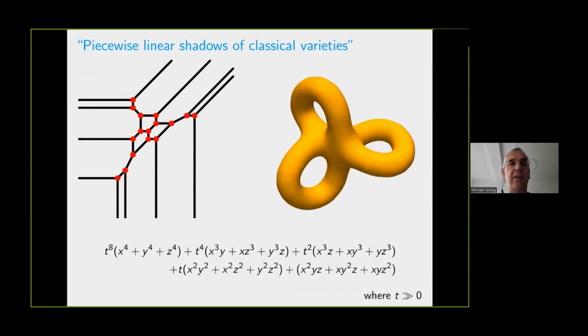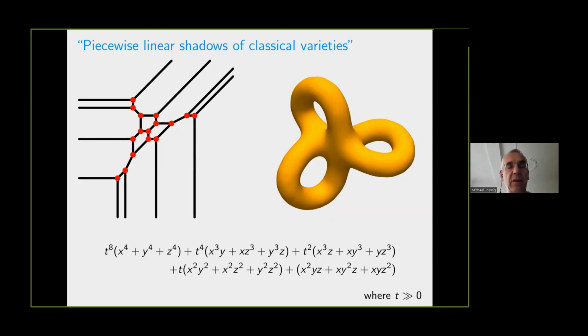All right, so how does this work? Sometimes if you hear about tropical geometry, people say, well, tropical geometry is the piecewise linear shadow of a classical algebraic variety. And this picture is meant to explain how this is supposed to work.